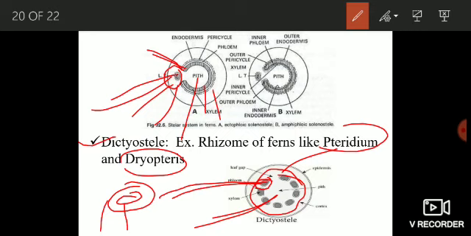And one more important point that you have to remember about the dictyostele is that in dictyosteles, the leaf gaps are overlapping. Okay, leaf gaps are overlapping in case of dictyostele, but in case of solenostele the leaf gaps are widely spaced.